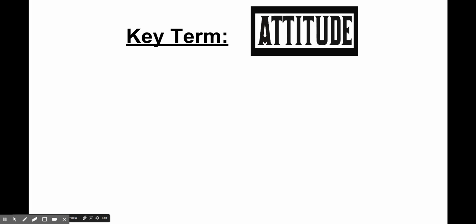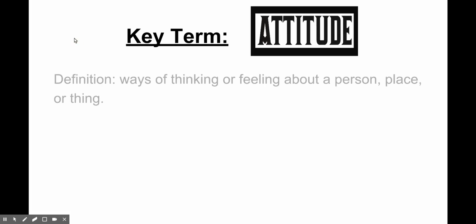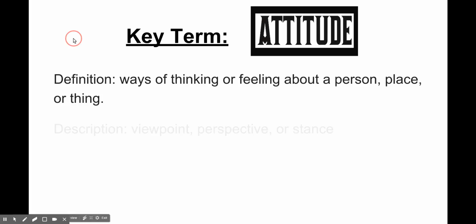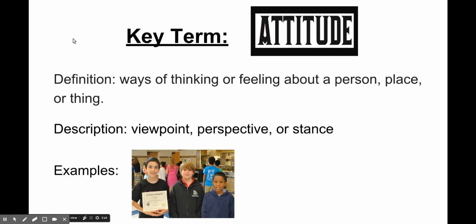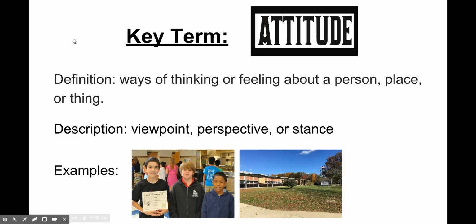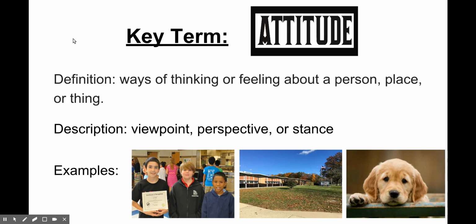Key term, attitudes. In review, attitudes are defined as ways of thinking or feeling about a person, place, or thing. They can be described as a certain viewpoint or stance on something. Examples include your friends, school, or your favorite pet. As a side note, one of my favorite pets is a golden retriever.